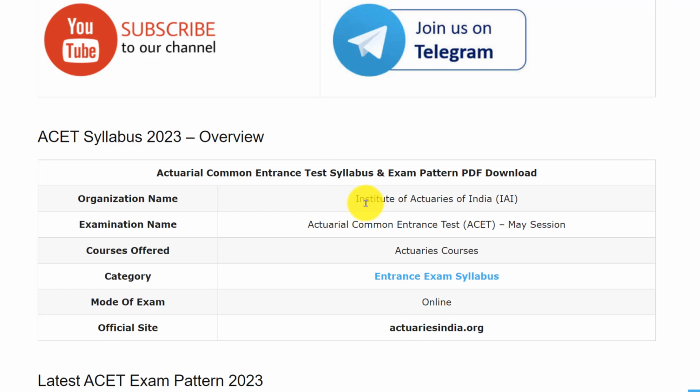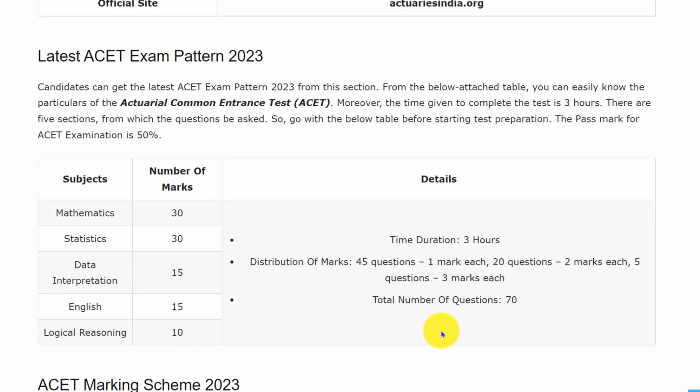The organization conducting this exam is the Institute of Actuaries of India, IAI, and the name of the examination is Actuarial Common Entrance Test, ACET. It is held in the May session, and for any references you can go through the official website, actuariesindia.org.